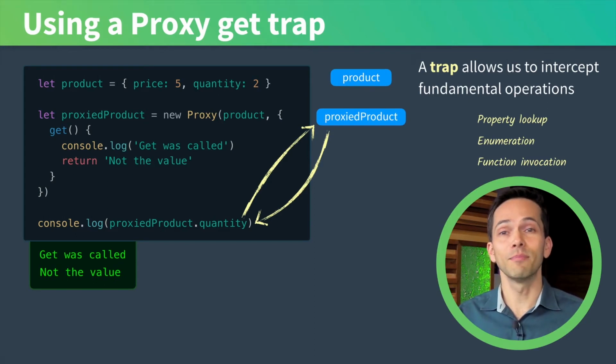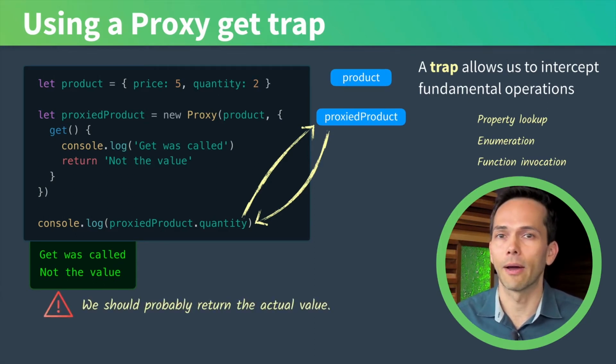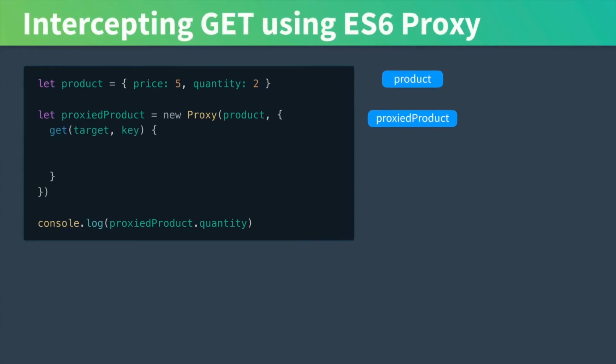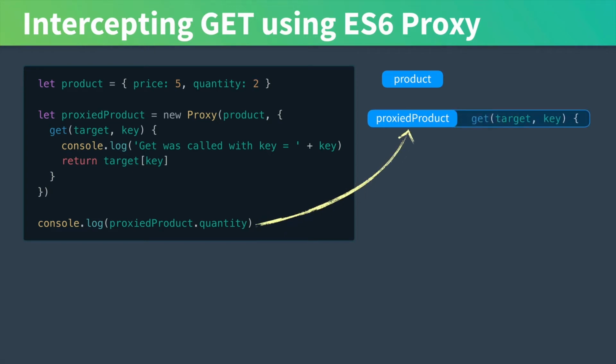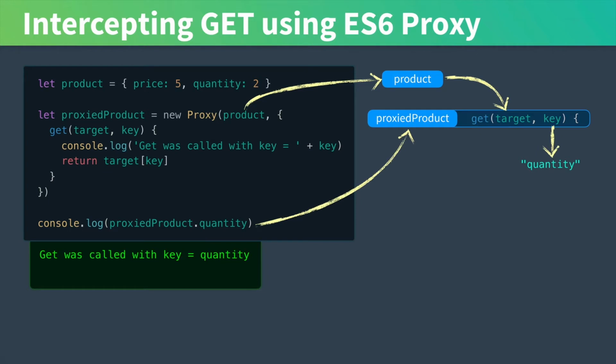We've now made our get method completely useless. So let's actually return the value now. We'll declare get with 2 parameters, which I'll explain in a second. Then we'll log out get was called with key equals key, and we'll return the value of the key property using bracket notation. So when our console log gets called, it calls our proxied product with get target. The target in this case, since we send in product, becomes the value of target. Our key is quantity because we want to get quantity. Our code then prints get was called with key equals quantity, and it returns the value of that property.